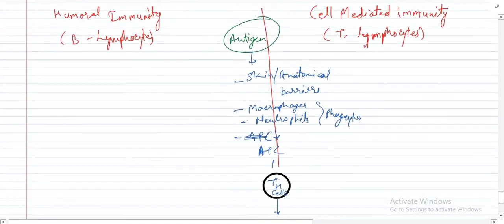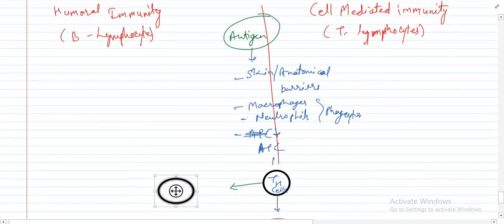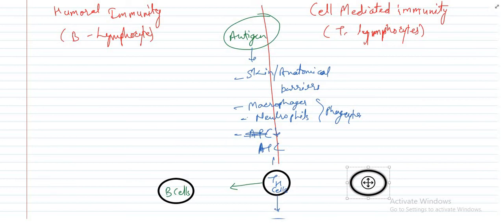But now the TH cell gives the signal either to the B cell, or it gives the signal to the TC cell, right? So there are two pathways.